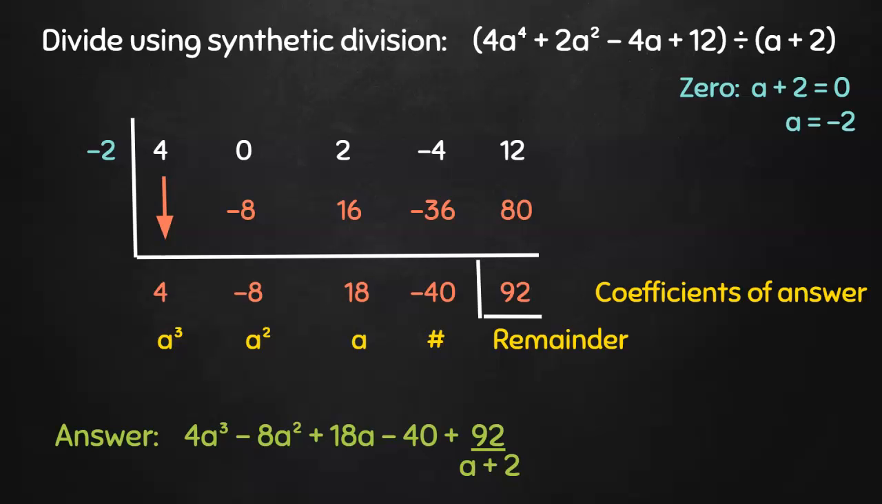You have a remainder, so we're going to write that positive 92, and you're going to make it over the divisor, as a fraction, so you have a plus 2 in the denominator of that fraction underneath that remainder.